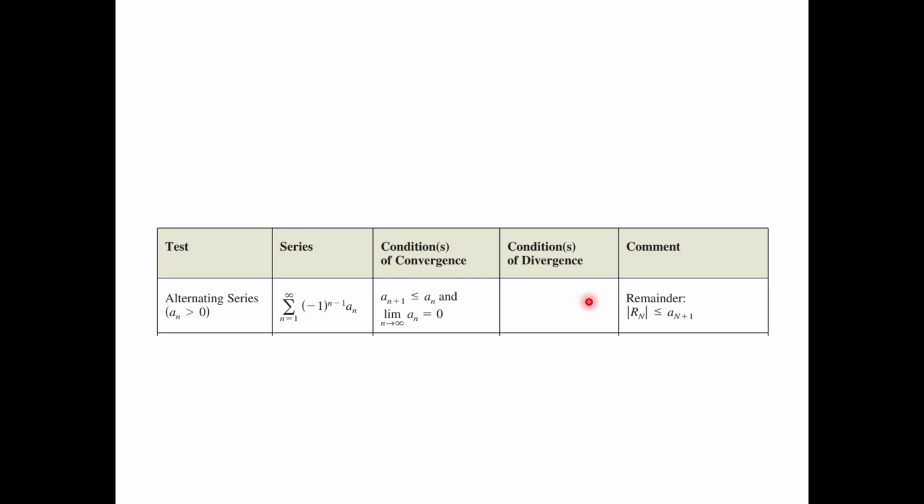And then we have the alternating series test, right? So if you have an alternating series, then you're going to have a factor of -1 to a power somewhere in there. It has to alternate positive, negative, positive, negative. And if your terms are decreasing and going to 0, then your series has to converge, right?